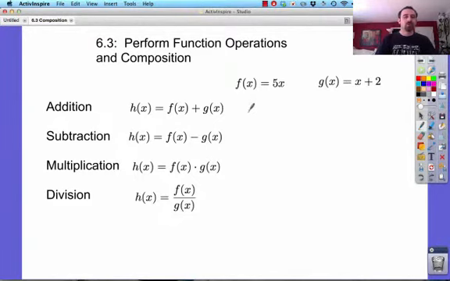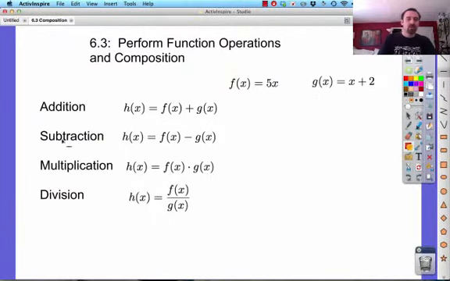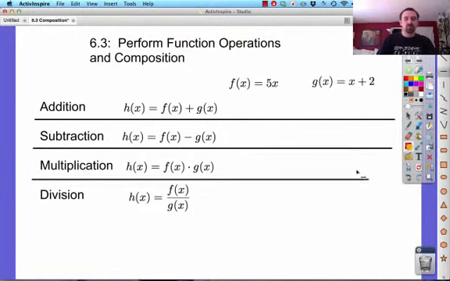Okay, hi everyone. We're going to get now into section 6.3, which is function operations and composition. So what we're looking at here is how to combine functions now in various different ways. We're going to start off with some basic ones: addition, subtraction, multiplication, and division.